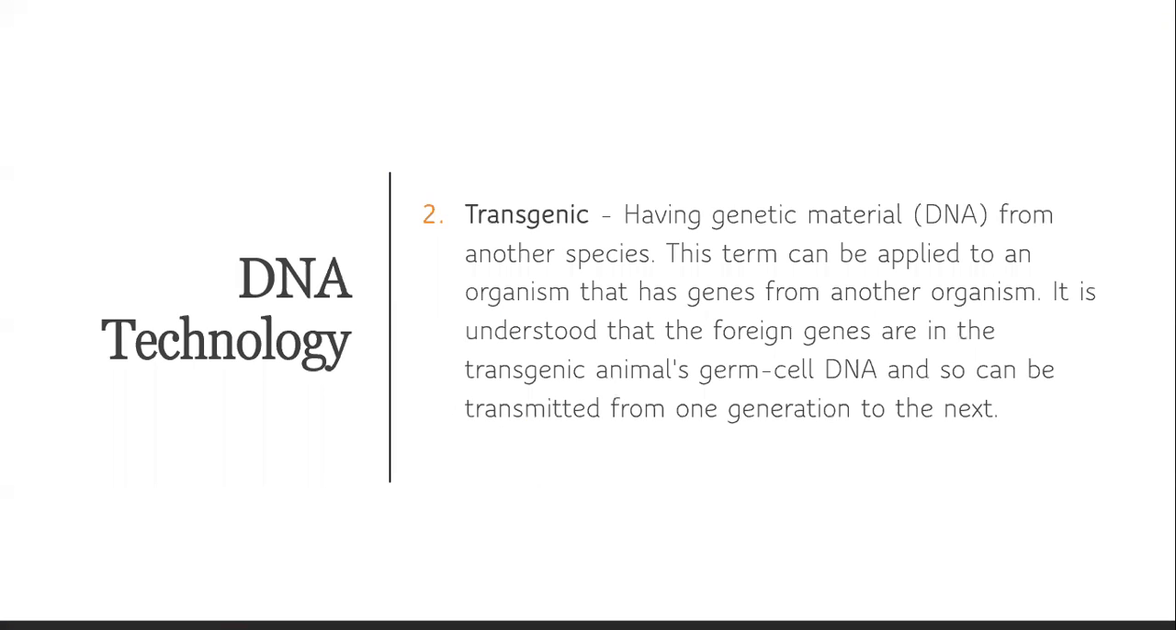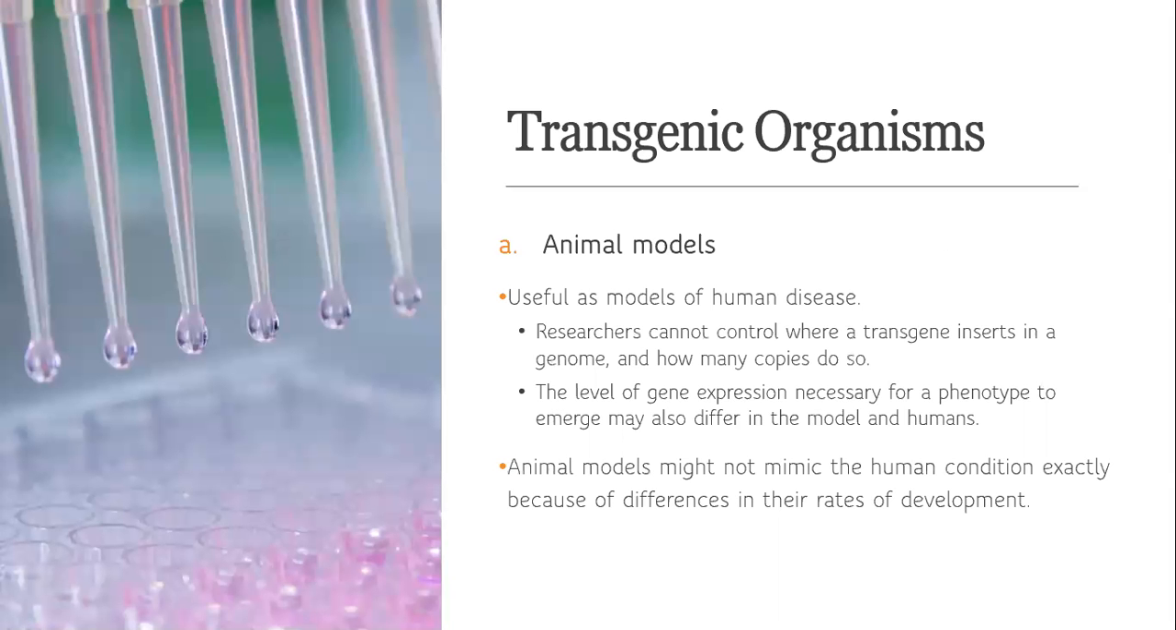So having genetic material from another species. So this term can be applied to an organism that has genes from another organism. It is understood that the foreign genes are in the transgenic animal's germ cell DNA and so can be transmitted from one generation to the next. So what are the examples of transgenic organisms?